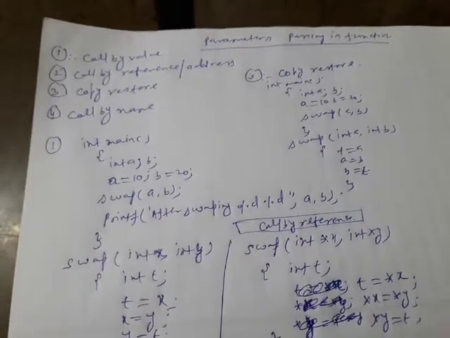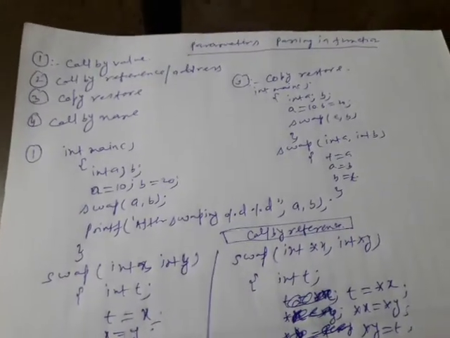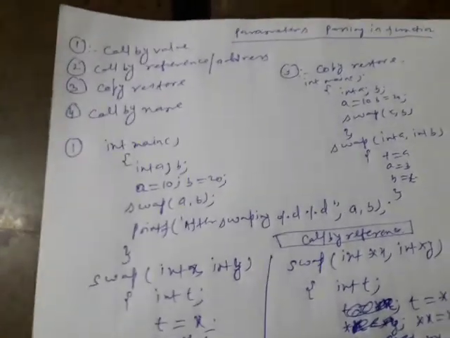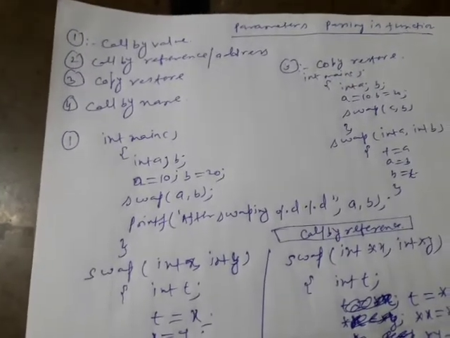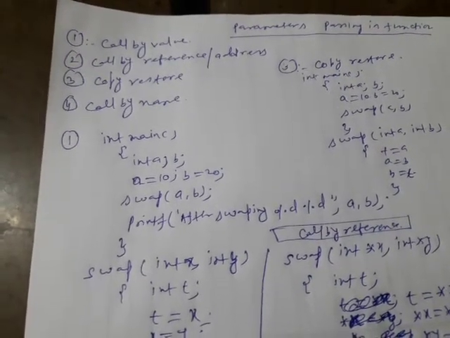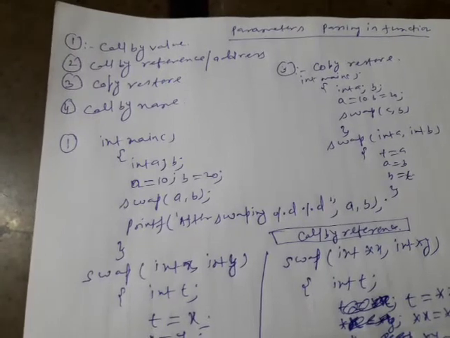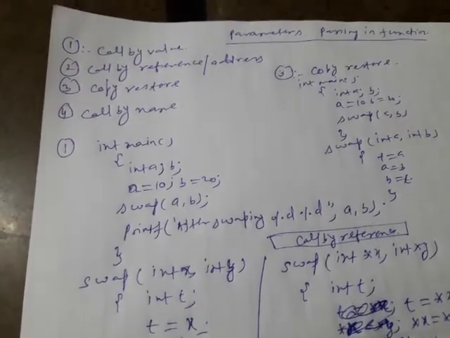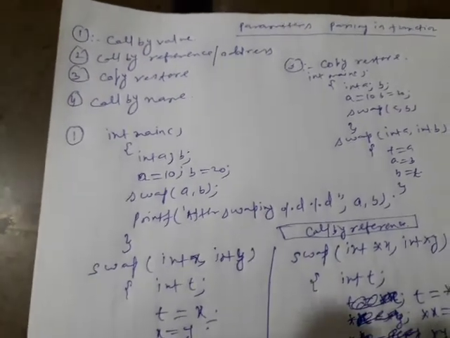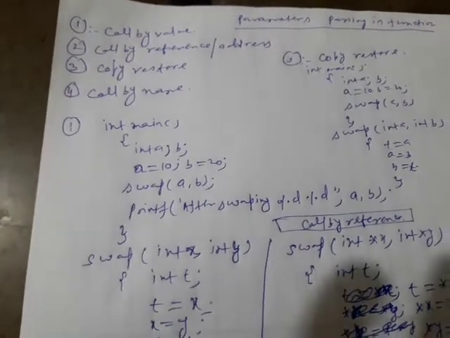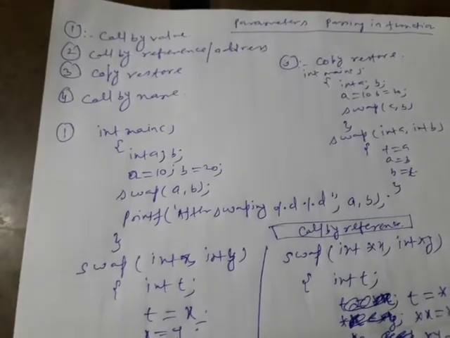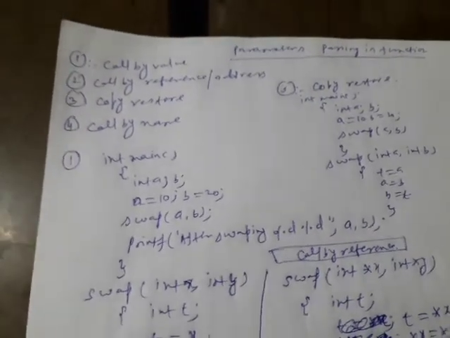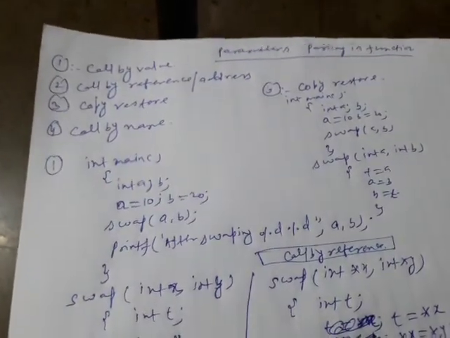Hello, in this video lecture we are going to learn about parameter passing in functions. Generally, there are four parameter passing techniques. One is known as call by value, the second is call by reference, the third is copy restore, and the last one is call by name. Generally, the first two parameter passing techniques are used in C, and the remaining third and fourth we can use in earlier programming languages, like Pascal, Algol and Fortran.